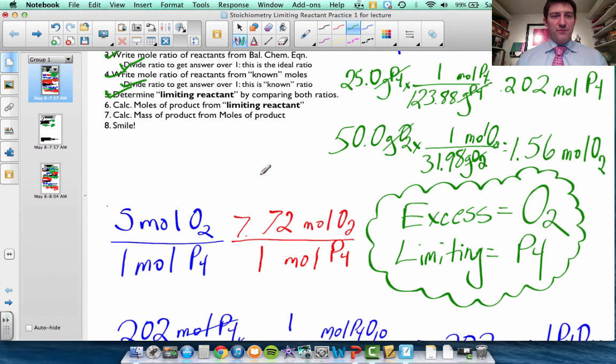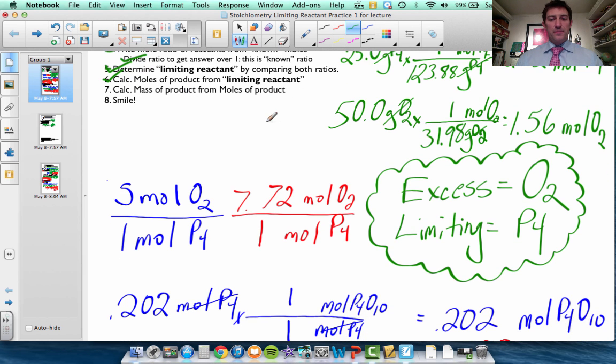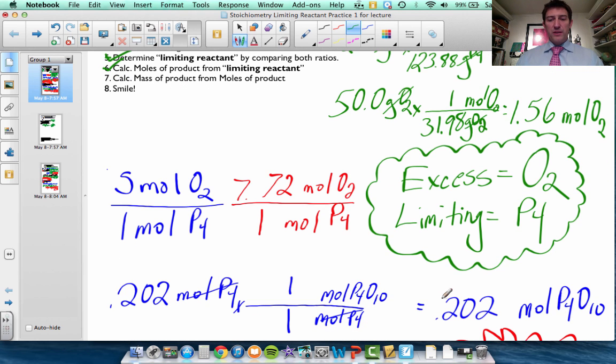So, I've just finished this part. I figured out how many moles of product from the limiting reactant. We have to use the limiting reactant because that's the one that's going to determine how much we can make. That's the one we're going to run out of. The next step here, calculate the mass of product from the moles of product. So let me scroll down here. Now moles of product is what we figured out right here. This is how many moles we're going to be able to produce.